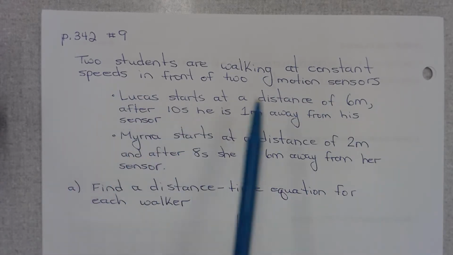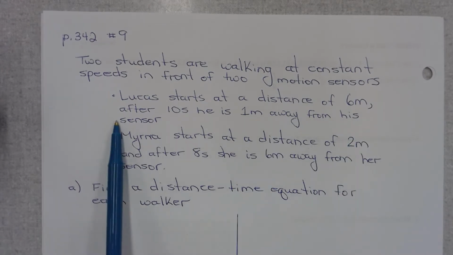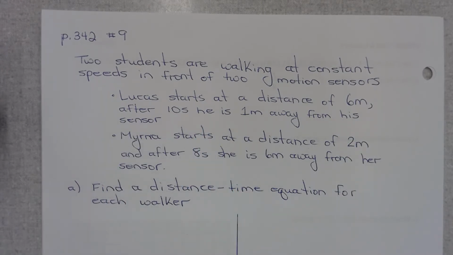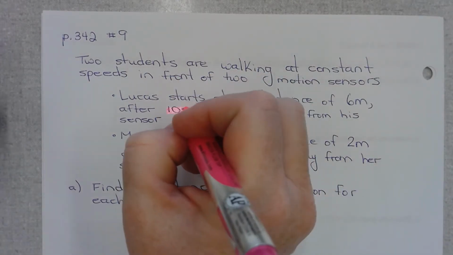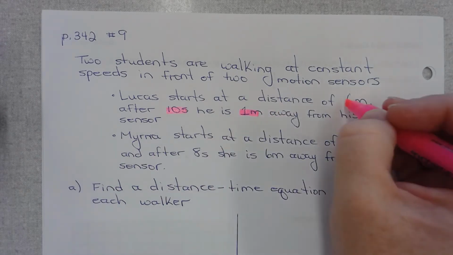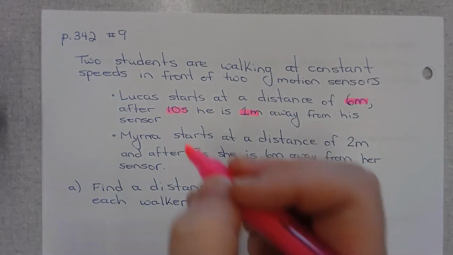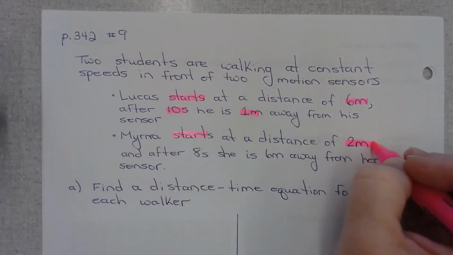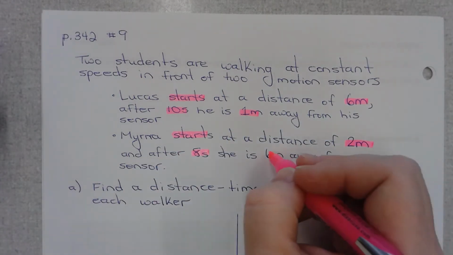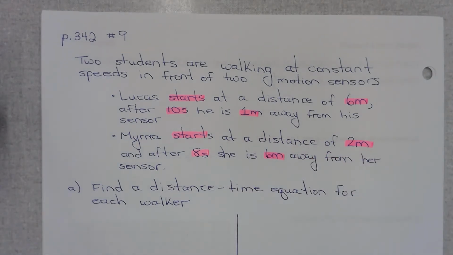Lucas starts at a distance of 6 meters, and after 10 seconds, he is 1 meter away from his sensor. And Myrna starts at a distance of 2 meters, and after 8 seconds, she is 6 meters away from her sensor. So if we take a look here, it looks like we have time and meters. We need to find a distance time equation for each walker.